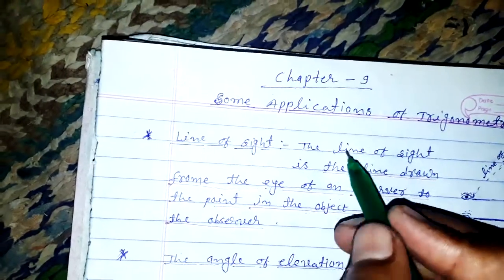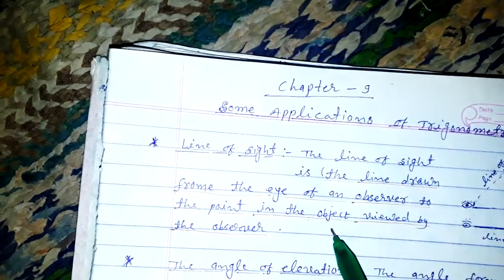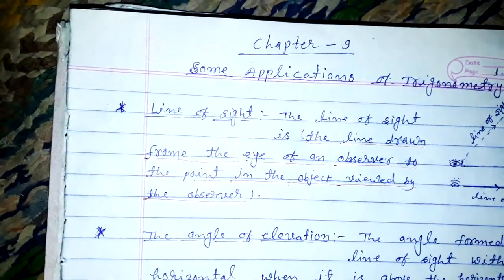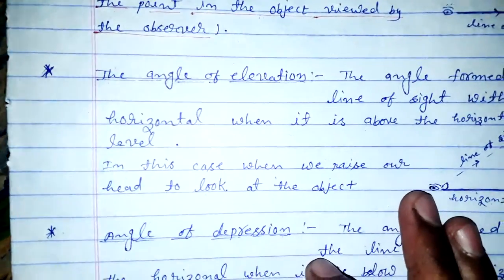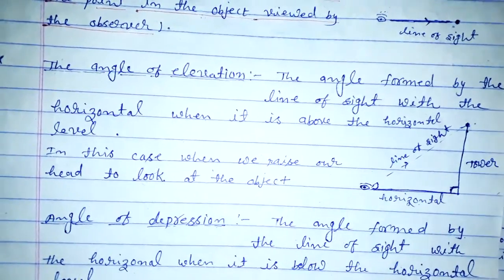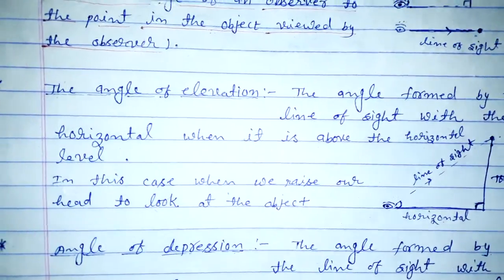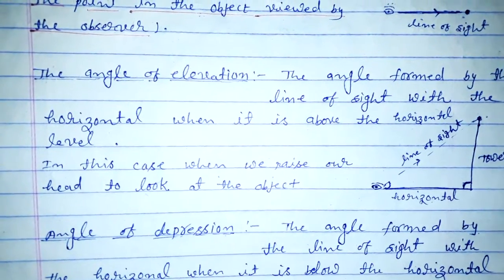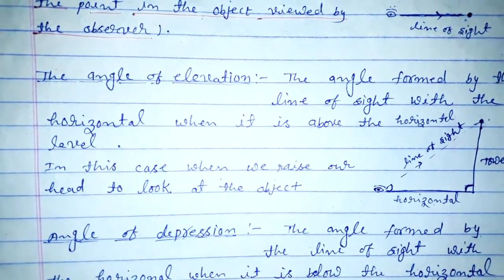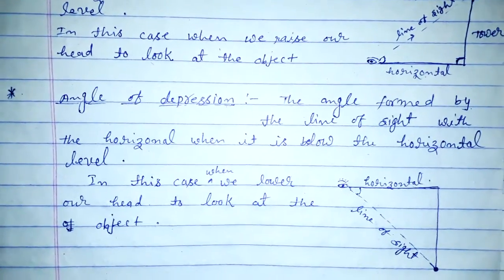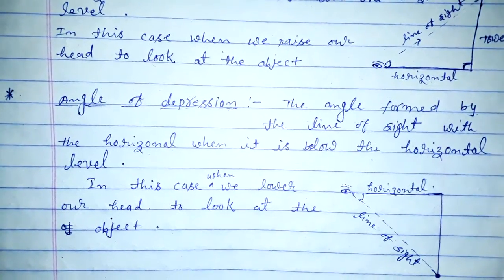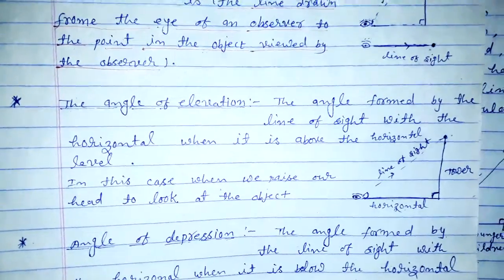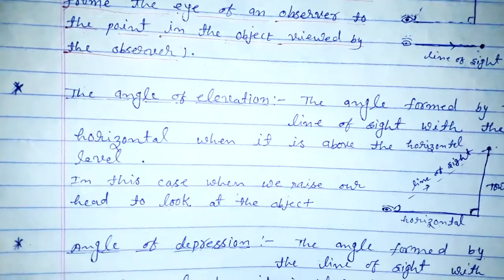We will also remember this definition of line of sight. Next, here are two conditions. If the object is higher to look at, and if the object is lower to look at. So first is the angle of elevation.